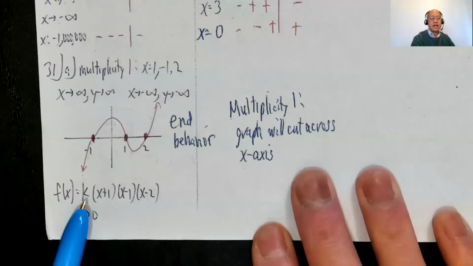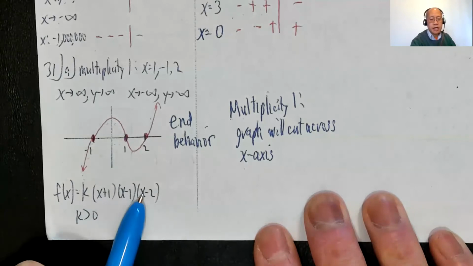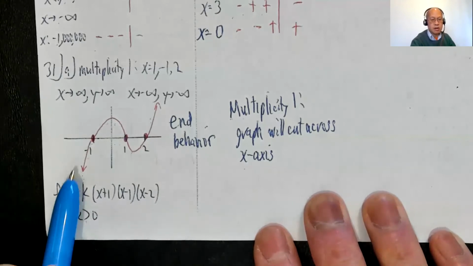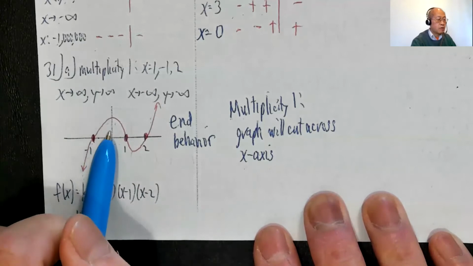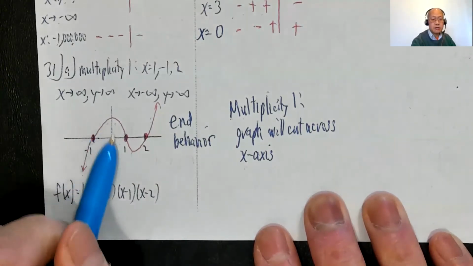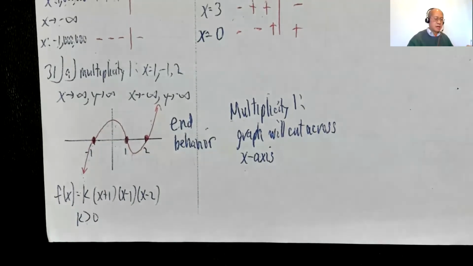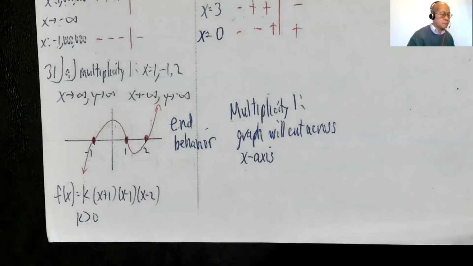Okay, so f of x is any constant. I can have a constant in front, k times x plus 1, x minus 1, x minus 2, where k is greater than 0. Okay, we could have any coefficient in front also. Okay, and looks like this would be third degree if I multiply this all out. Okay, so the answer to part B is third degree.